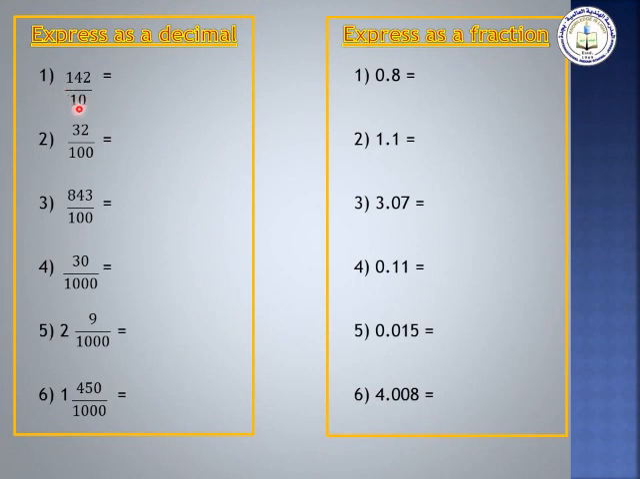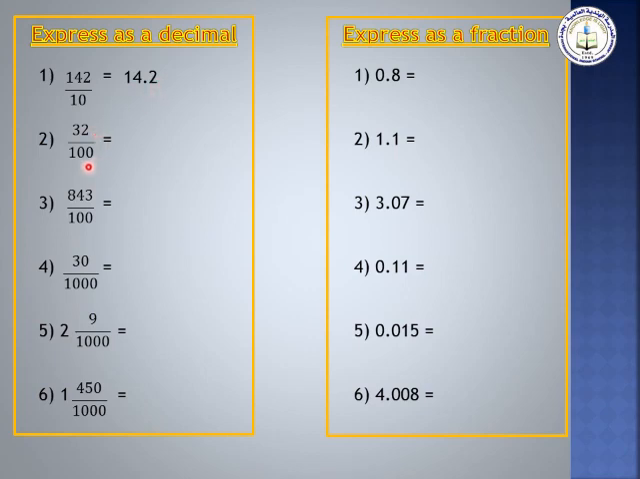This is a fractional form. We have to find out the decimal form. Here the denominator is 10. That means after the decimal point we have to keep only one digit. See, 142 has three digits. The last digit is only 2. So we should keep only one digit after the decimal point. That means the answer is 14.2.